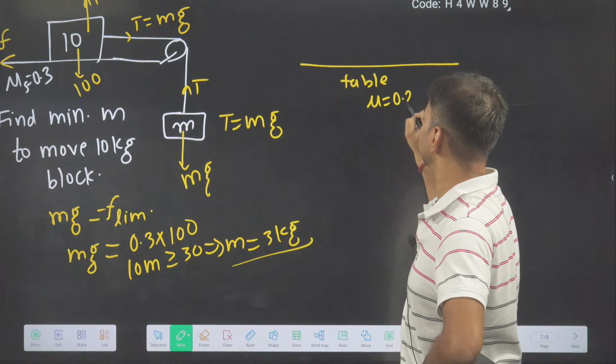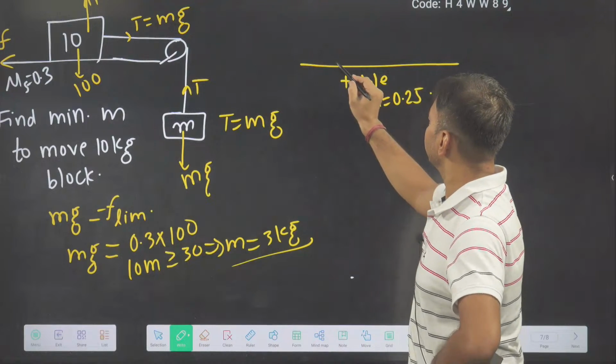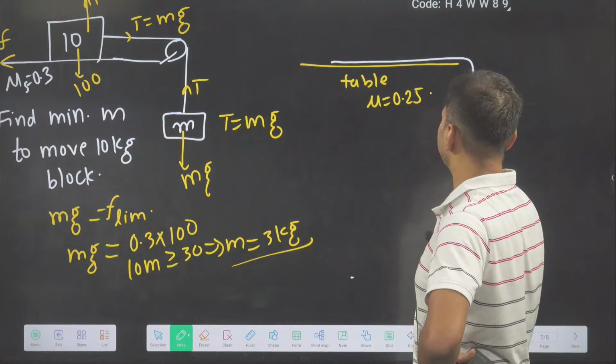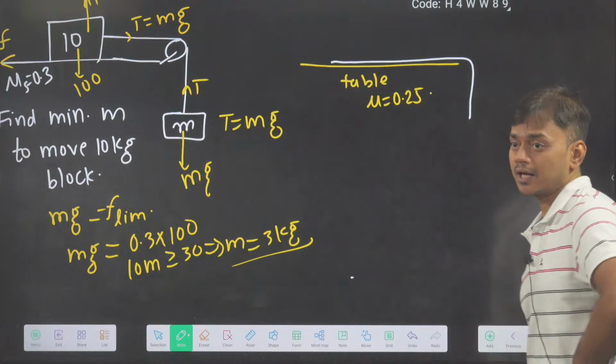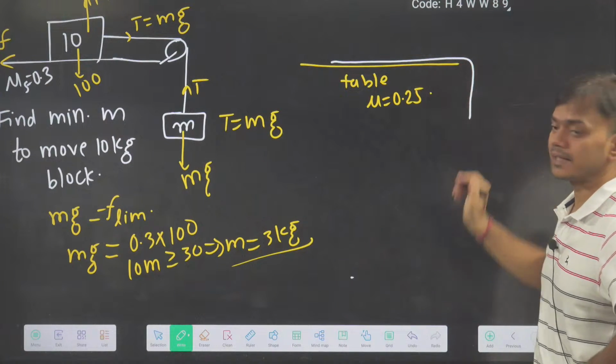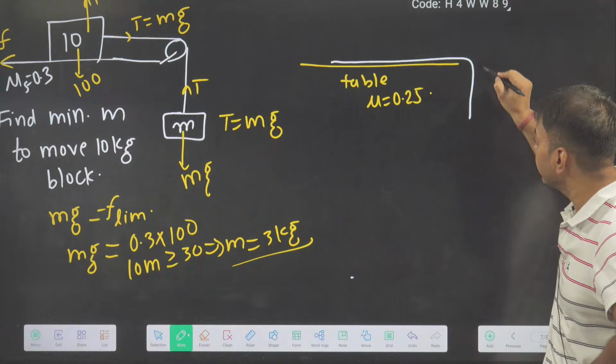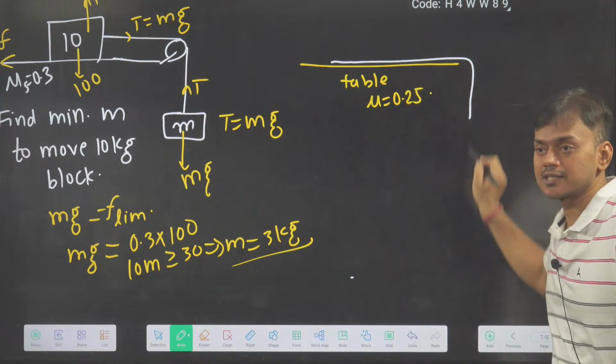A similar question I can ask you: on a table, suppose mu equal to 0.25. On this table, a chain is there that is hanging. Suppose the total length is L. What is the minimum length that I need to hang so that the chain starts slipping?